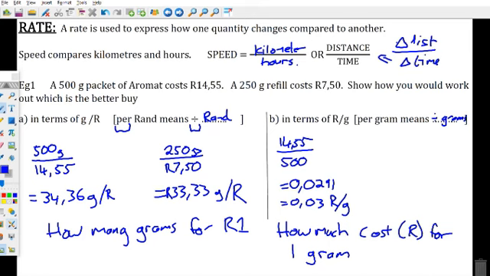Because money is in 2 decimal places. So 0.03 rand is how much? It's 3 cents, because there are 100 cents in 1 rand. Do you see it? So now let's look at the other way. So 7 rand 50, so 7.5 divided by 250. 7.50 divided by 250.